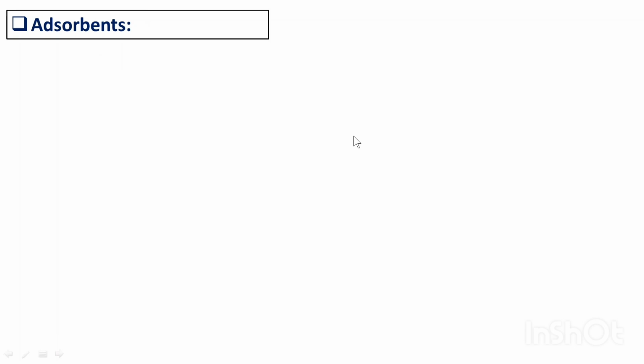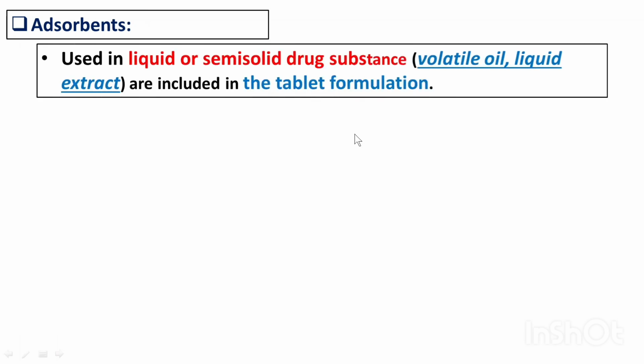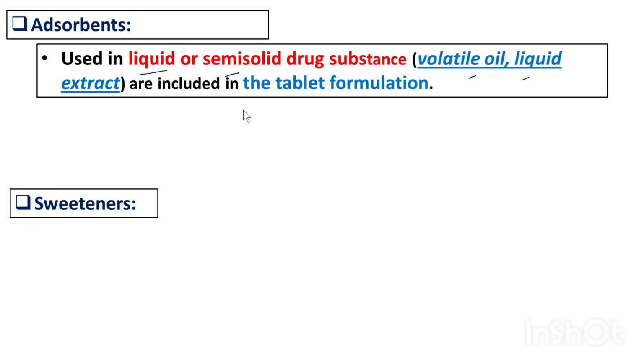The next excipient is adsorbents. What are adsorbents? Adsorbents are used when the main drug substance is in liquid form. If the main drug substance is liquid or semi-solid, then we need to add the excipient adsorbents, mostly for volatile oils or liquid extracts, right?